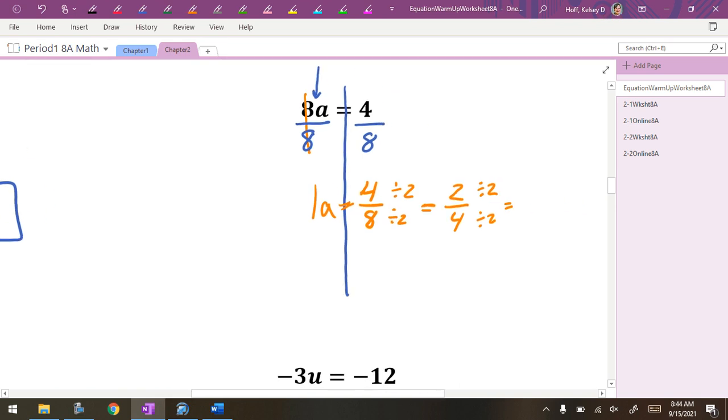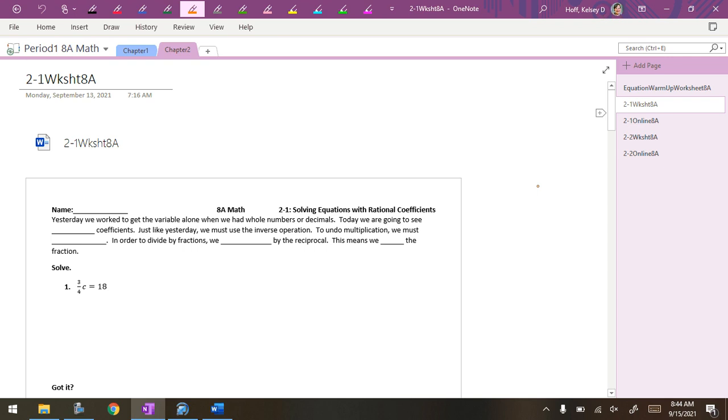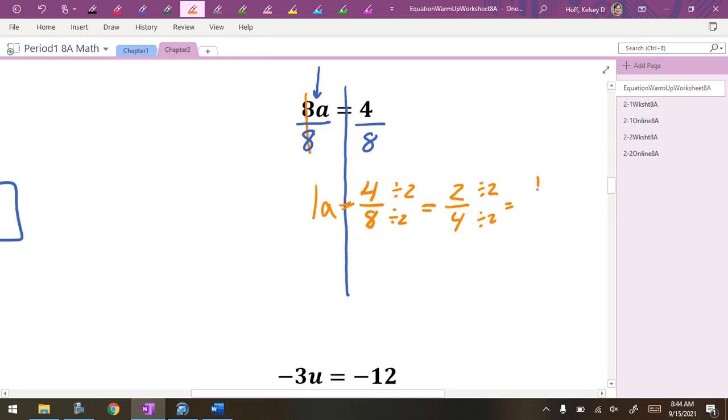2 divided by 2 is 1. Whoopsies. And 4 divided by 2 is 2. Can you divide that down anymore? No. If you divide by 1, that means you're done. Okay, so 1A equals 1/2. I box in the most simplified answer.